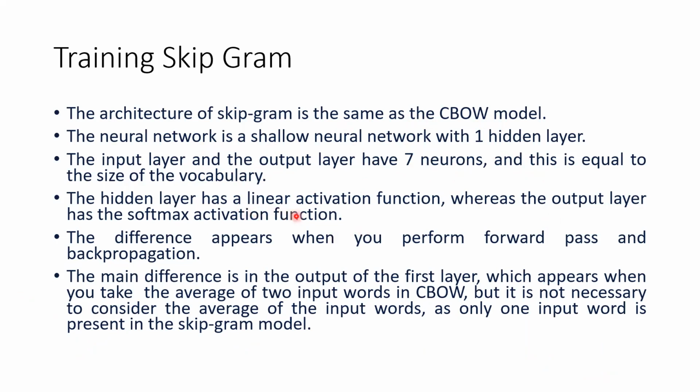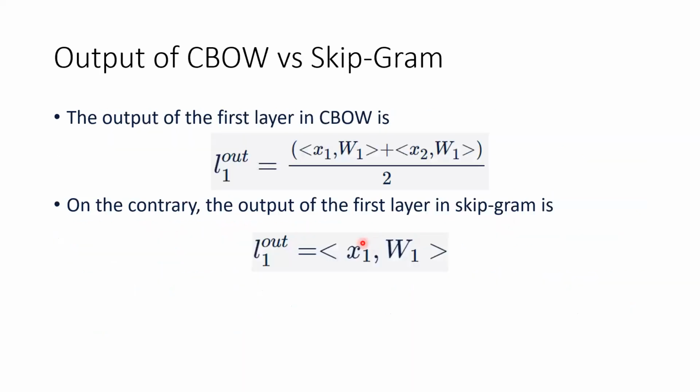The hidden layer has a linear activation function, whereas the output layer has the softmax activation function, and depending on that, you will get the output. So continuing from here, the difference is this: the final output of the first layer is this one.